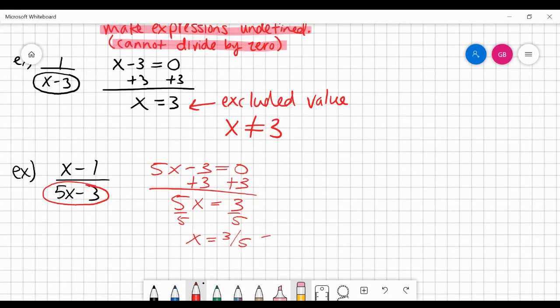This is our excluded value, or you could simply write x cannot equal 3/5. Something to mention, it doesn't matter what the numerator is. It doesn't matter when the numerator is 0, so you don't have to worry about it. Focus on the denominator only.